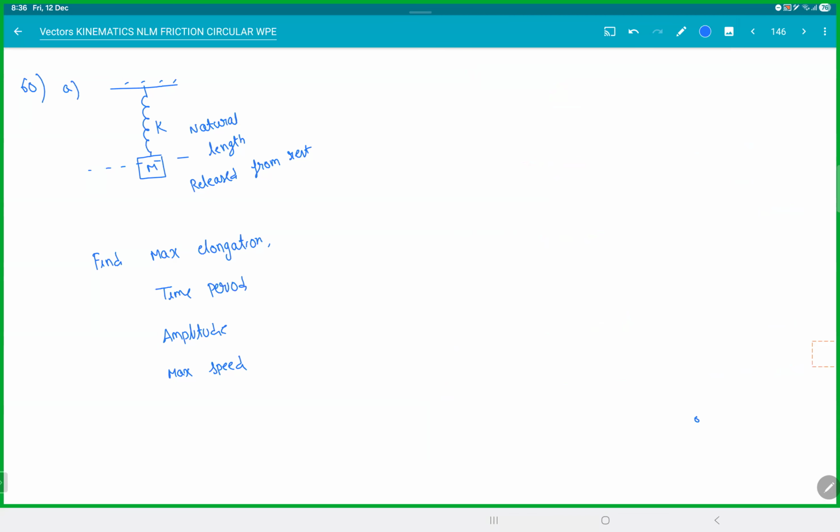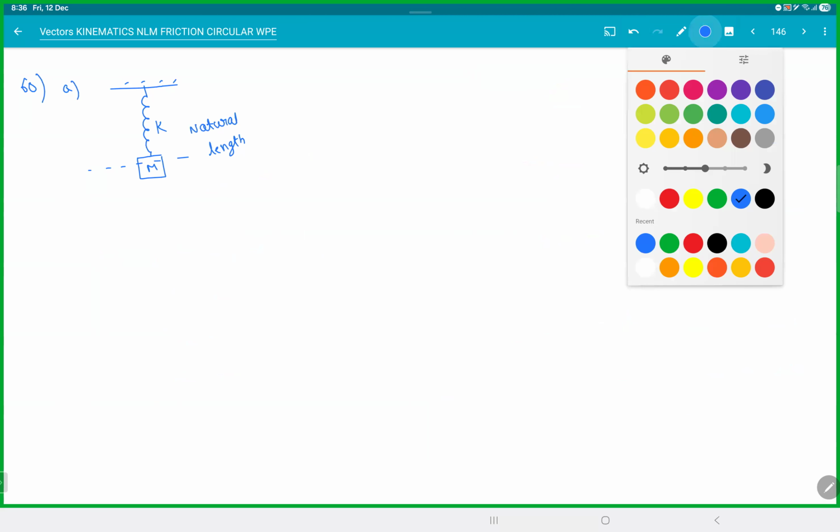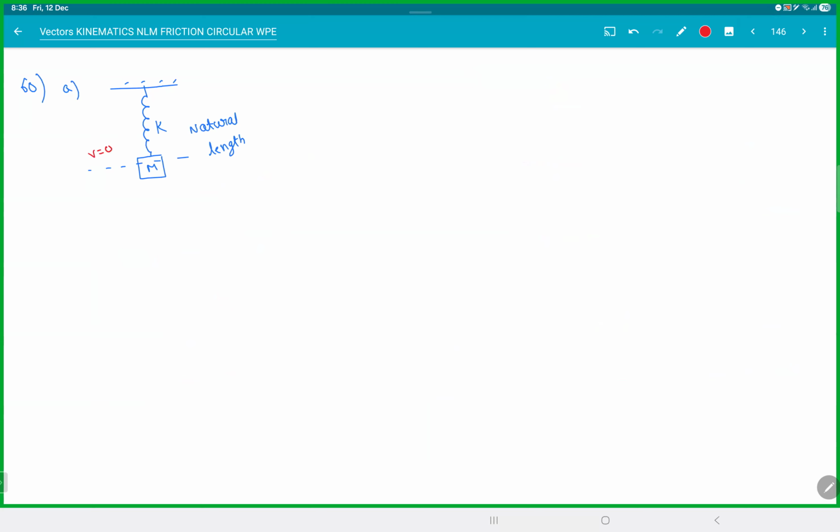So when you release it from here, understand one thing is clear: it is oscillating in SHM, right? This is the natural length, and what is your speed here? V is equal to 0. That means this is your extreme position. The motion is starting from extreme position, and this will be your mean position. What is the mean position? Where the net force is 0, and that will be mg by k. And we know from the mean position, the body will go another amplitude. So this is your amplitude.